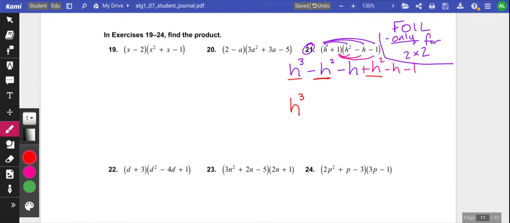I've got a negative and a positive h squared. I've got a negative 1 and a plus 1. That's just going to cancel out. If I really wanted to, I could write 0h squared and then erase it, but I'm just not going to put anything because they canceled each other out.